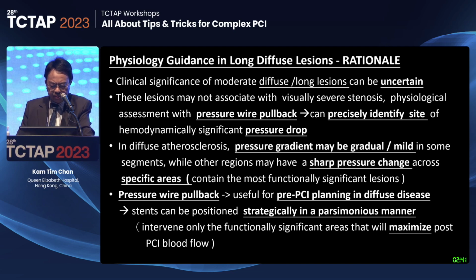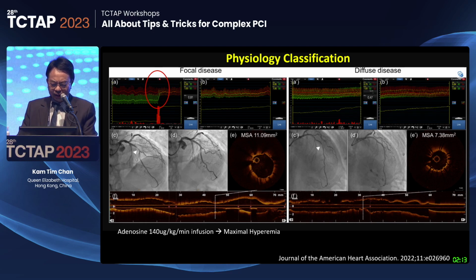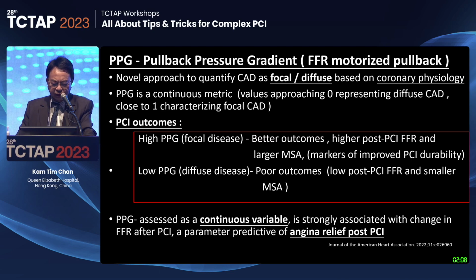So this pressure wire pullback is very useful for PCI planning in these long diffuse diseases. We can place the stent strategically in a parsimonious manner, so as to intervene only in the functionally significant area, which will maximize the post-PCI blood flow. Well, Japanese colleagues have illustrated a study characterizing the disease pattern by this physiological guidance using a motorized FFR pullback, where we can easily distinguish the disease pattern into focal disease versus diffuse disease.